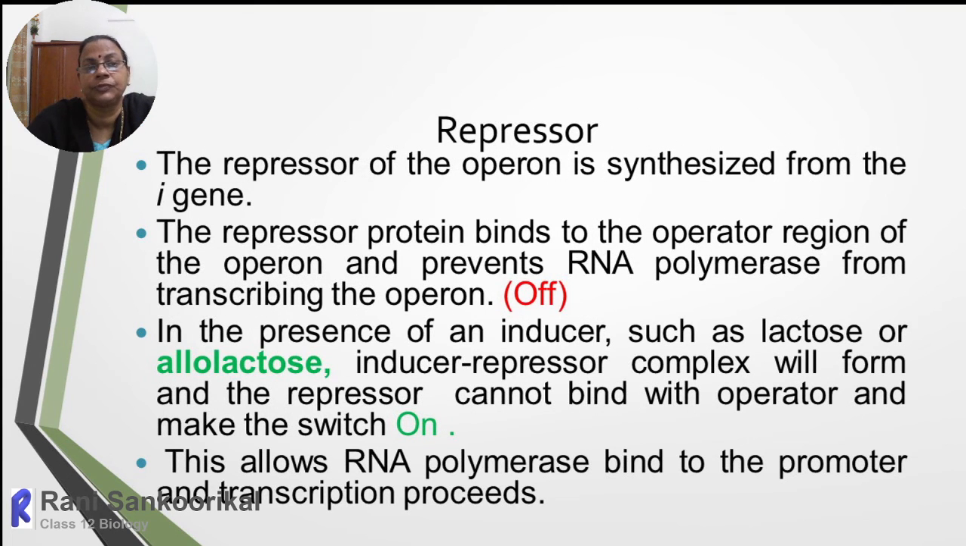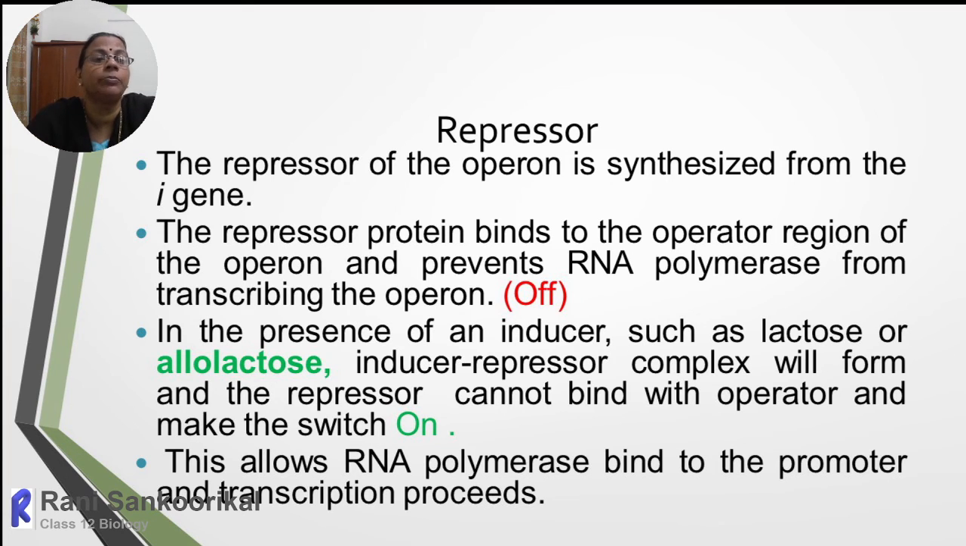Then the repressor of the operon is synthesized from the I gene, and the repressor protein binds to the operator region of the operon and prevents RNA polymerase from transcribing the operon. In the absence of glucose, that means the lactose utilizing enzymes will not be produced because lactose is not provided in the medium. And not only that, the repressor is produced always, it is a constitutive gene. So always within the bacteria, the repressor protein will be there that will bind with the operator, and it will keep the switch always in the off condition.